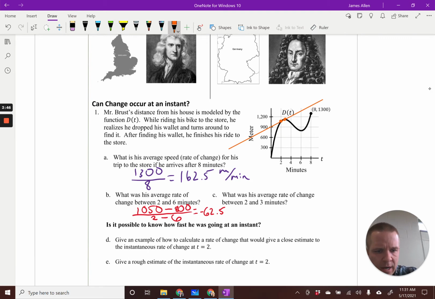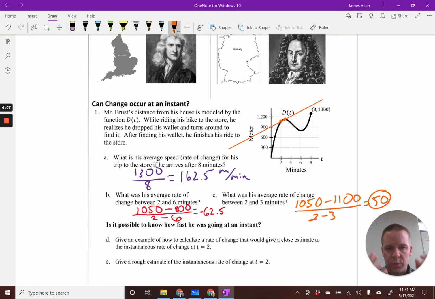So we were at 1,050 for that first one. And the next one looks probably more like, let's go like 1,100. Again, these are rough estimates here. And then 2 minus 3. So I'd have negative 50 over negative 1, so 50. Okay. Again, rough estimates. These aren't exact numbers. We're just taking a look at the graph there and seeing the best we can do. All right.